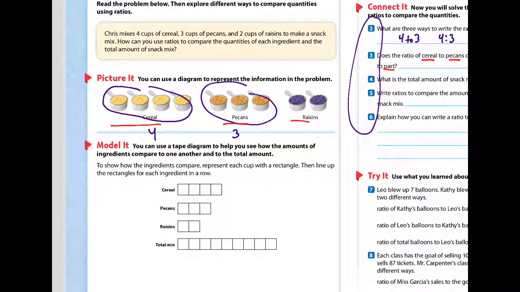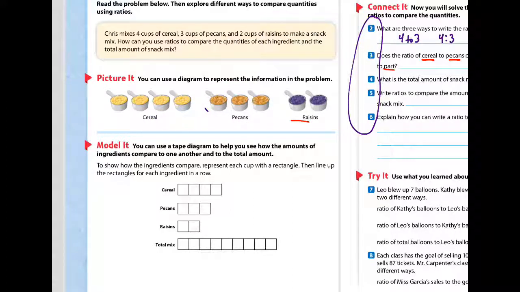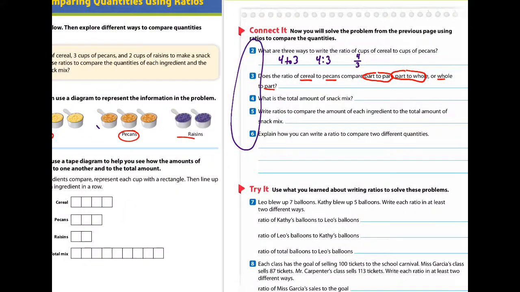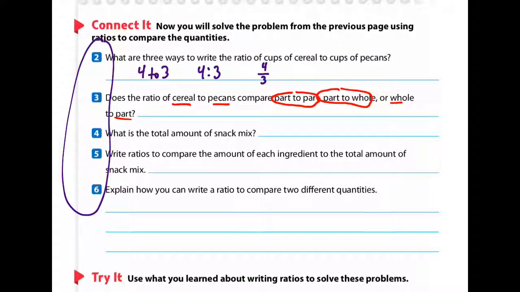So since we are only comparing the cereal with the pecans, we're comparing 2 parts. So this is what we would call a part-to-part ratio. So remember, the cereal is a part and the pecans are a part. So the answer to number 3 is a part-to-part ratio.